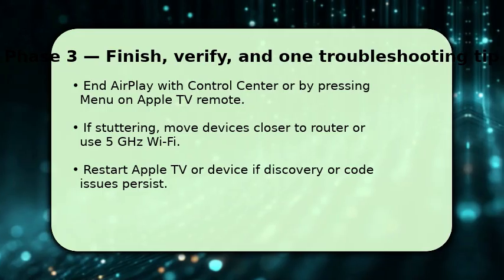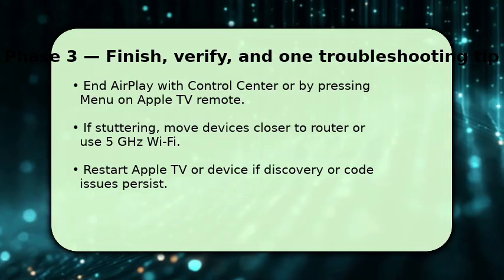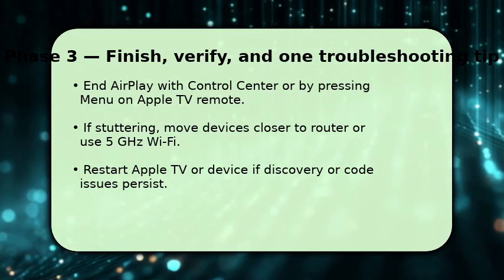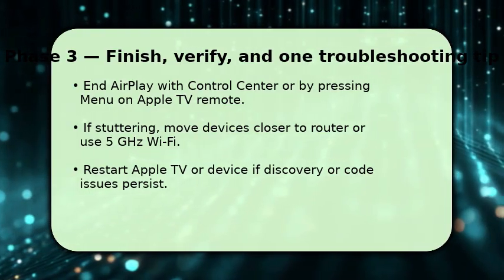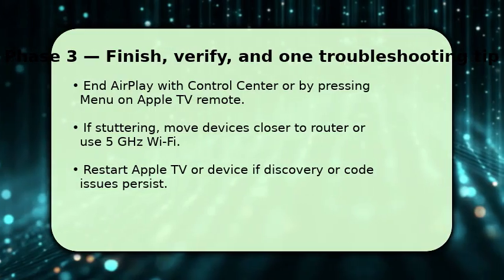If playback stutters or lags, move both devices closer to the router, switch to a 5 GHz network, and disable heavy downloads. Those steps reduce interference and explain why network quality matters.